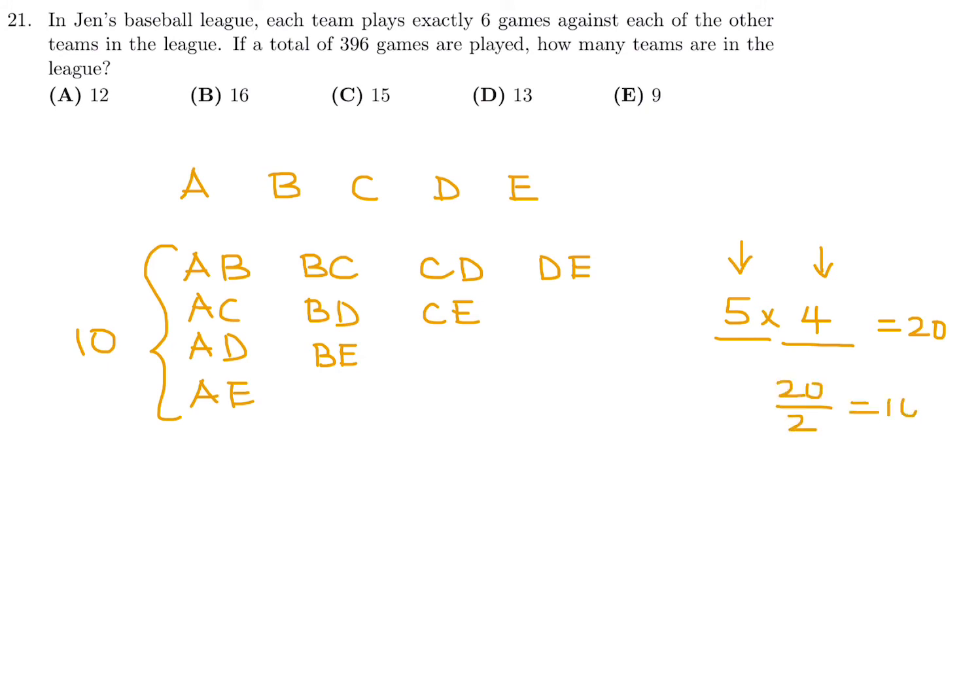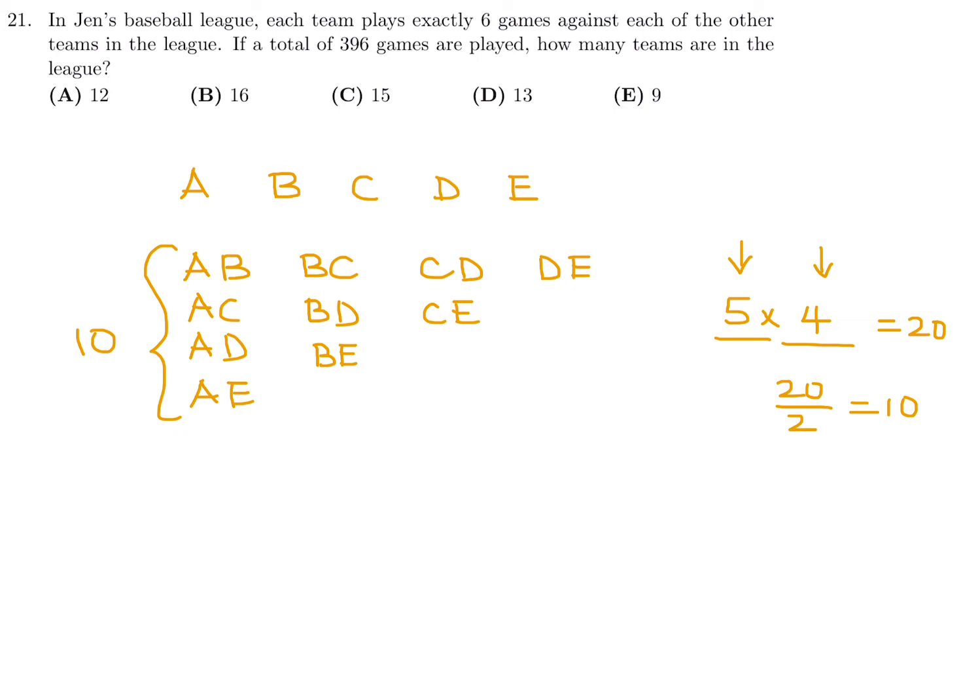And the reason you have to divide by 2 is because this 20 double counts. It counts AB and BA, and this is the same game. So it double counts. That's why you divide by 2. Okay, so knowing that, we go back to our question.